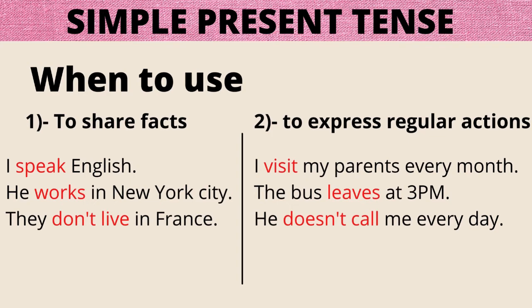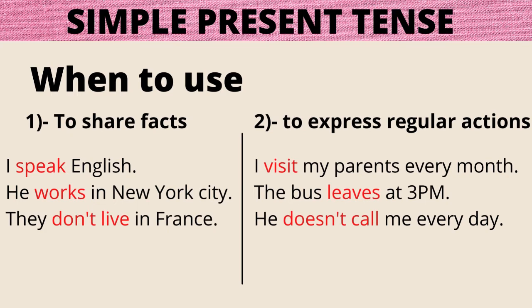In one more example, they don't live in France. Don't live is simple present tense, but it's just a negative statement. So these are examples of simple facts. We express facts with simple present.